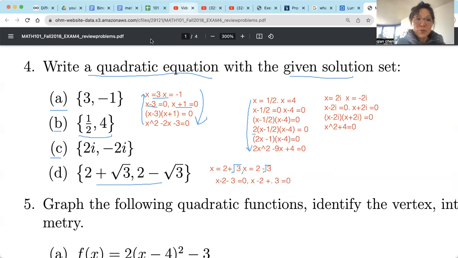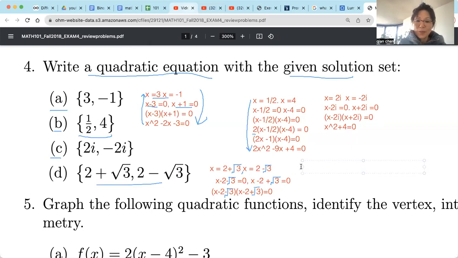Let me put my square root sign. Then 0 times 0 will be 0, so I can put the two factors together. x minus 2 minus radical 3 as a factor. Then x minus 2 plus radical 3 as a second factor equals 0. Let me put back my radical signs.